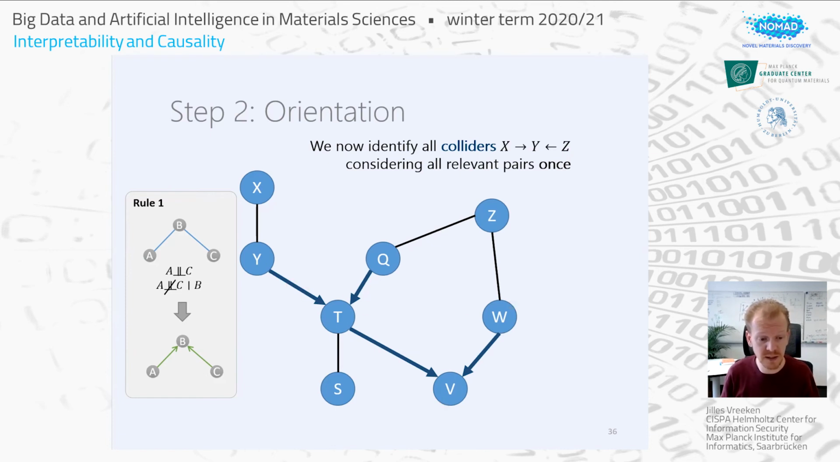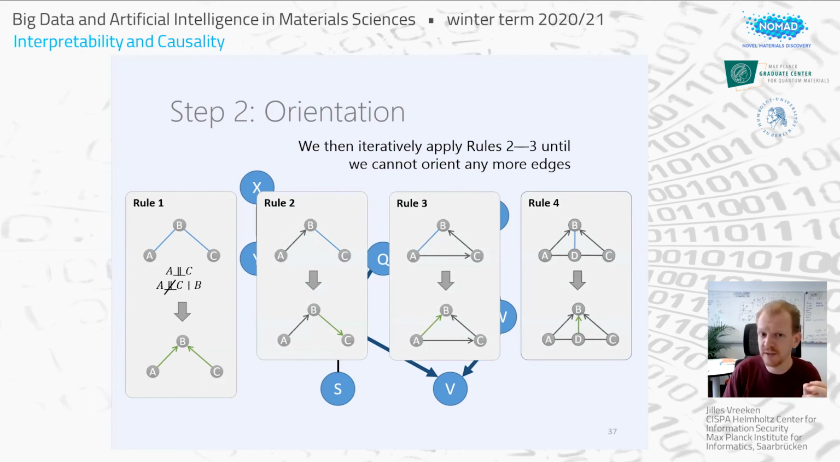So that means that these edges we can orient. There are a number of other orientation rules that, based on independence tests, you can prove. Now we can really unambiguously tell that it is indeed this causes that and not the other way around, because otherwise we would see something else.